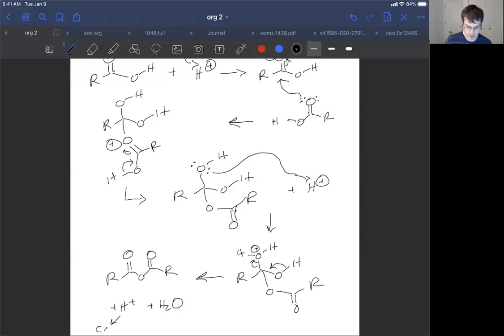So the H plus is our catalyst. The water is now gone, so we're anhydrous. But more importantly, we formed our anhydride as a result of doing the Fischer esterification reaction in the absence of an alcohol. Okay, so we made a symmetric anhydride.